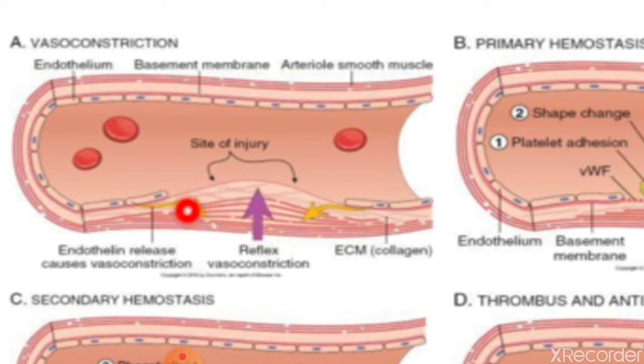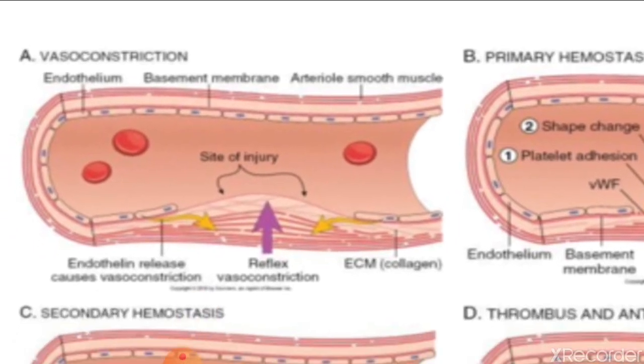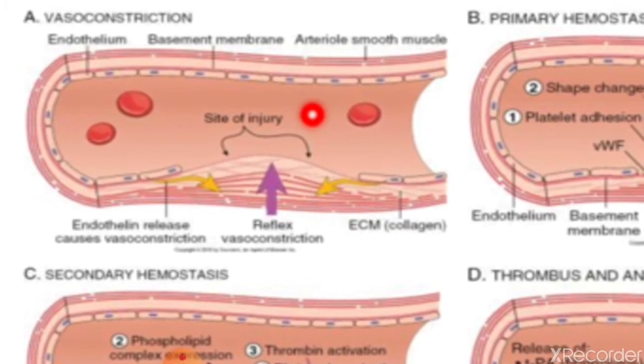And at first, we have the process of vasoconstriction. This vasoconstriction is important to make the hole of the blood vessel smaller, to decrease blood loss, and this is done by many factors. First, we have a nerve reflex, and another thing is the endothelial cells, which are present in the blood vessels.